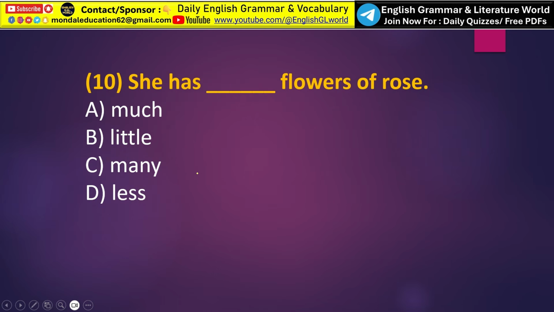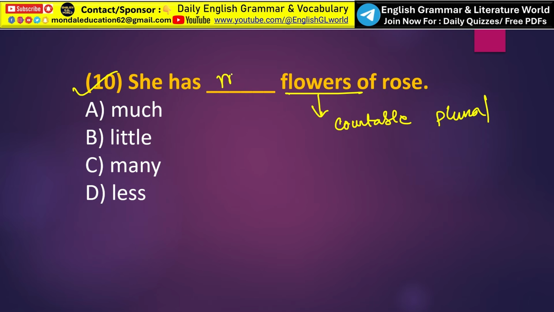Next. Look at the sentence. She has dash flowers of rose. Here the noun flowers suggests a countable plural form. Before a countable noun, the determiner many is used. So option C, many, is the correct answer. She has many flowers of rose. Here we cannot use much, little, or less.